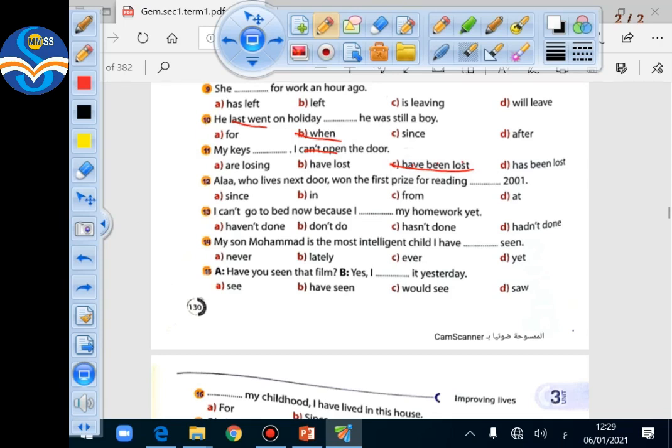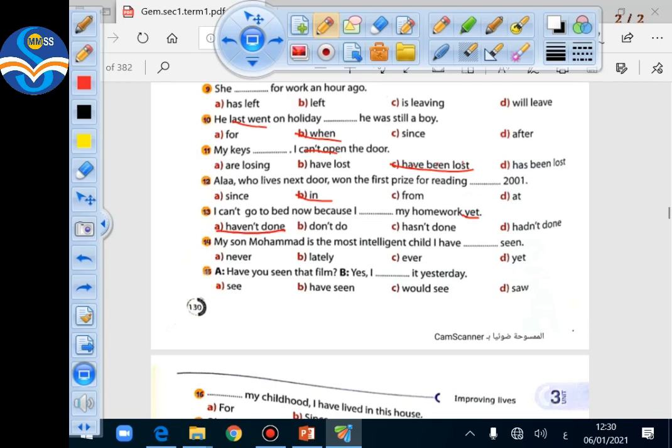"Ala, who lives next door, won the first prize for reading." This is past simple, and he's not giving me a duration or a time. He's giving me a specific year: she won in 2001. "I can't go to bed now because I haven't done my homework yet." "Yet" is a keyword of the present perfect. It gets a negative form and it gets the past participle also. So: I haven't done my homework yet.